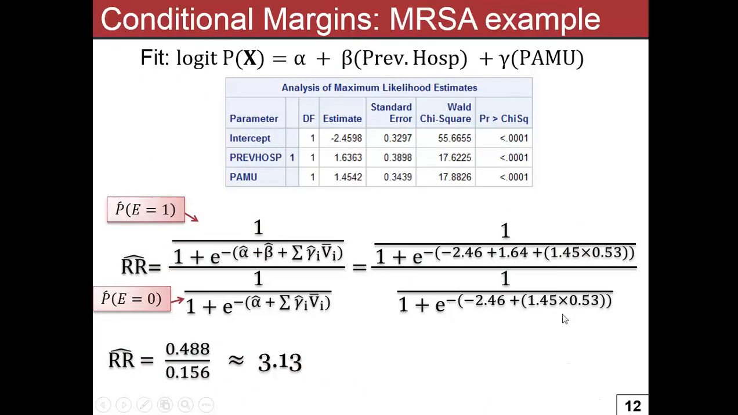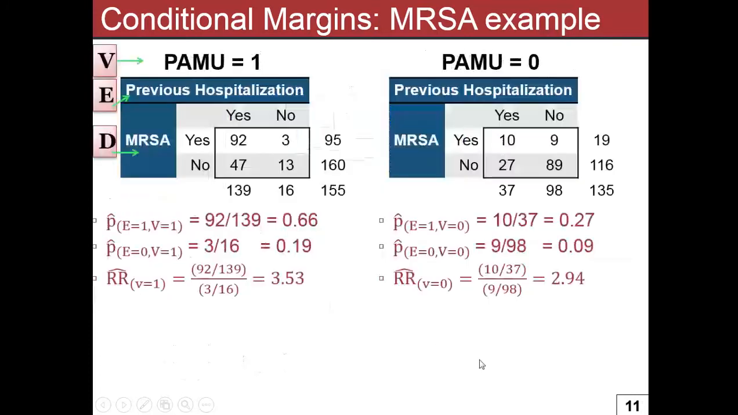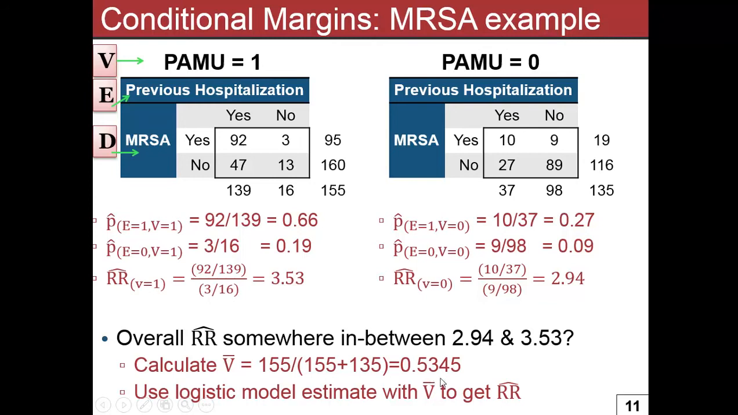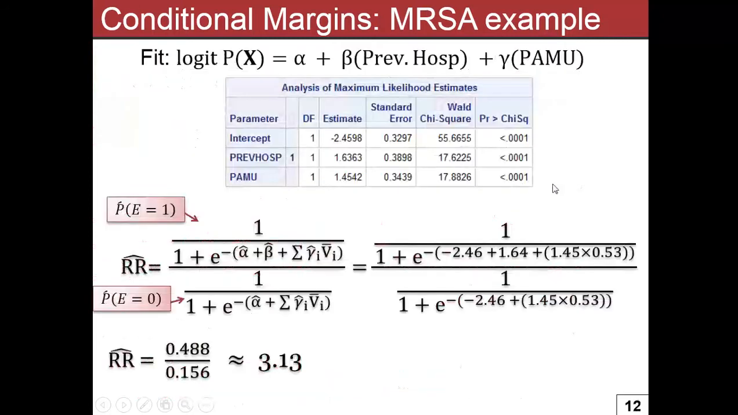Okay, so let's do it. Here is the output of SAS when we fit a model that has just previous hospitalization and PAMU. Here it is: intercept, beta, and then the gamma. You plug it into this expression. Here we go, negative 2.46, that's the intercept. And here is the beta, and then here's the gamma for PAMU, times 0.53. What's 0.53? It's this, V bar. It is the average amount of PAMU in the data set. Okay? So that's this business.